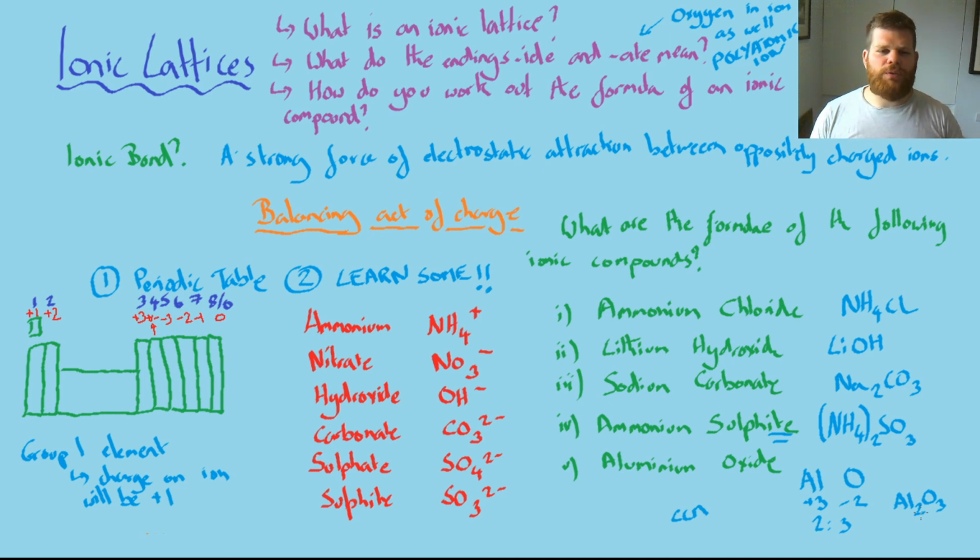So again, lots more information here, lots of really good chemistry with this ionic bonding coming on. What we've talked about in this video: we've talked about what an ionic lattice is, we've talked about what the endings "ide" and "ate" mean, and we've looked really closely at how we can work out the formula of an ionic compound, balancing charge. Where do you find out the charge on those ions? Well, the first place is the periodic table. The second is you just have to learn some, and here's that list. Make some flashcards, and then we've had a go at doing it. Hopefully you've had a good attempt at those last few formulae.